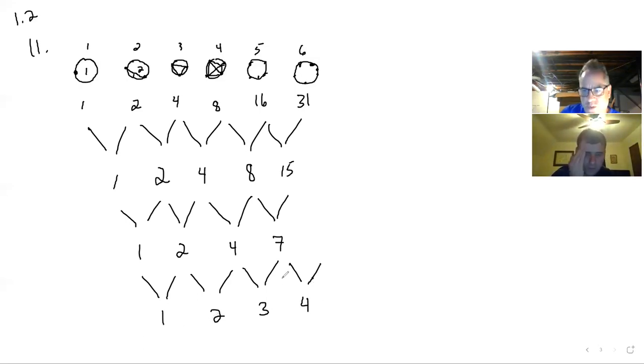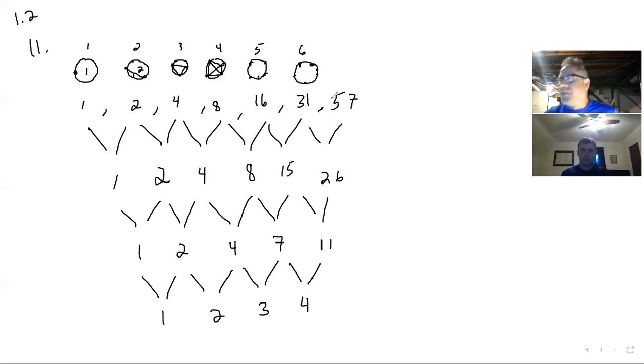And then, as always, build backwards. So that 4 plus 7 would be 11. 11 plus 15 would be 26. And 26 plus 31 would be 57. And there would be your next term of, these are just commas, 57 in this particular sequence.